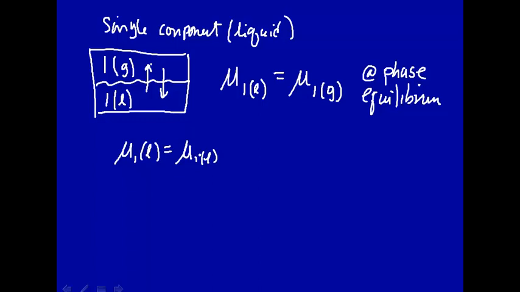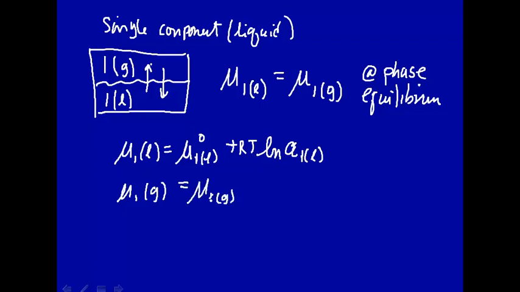the chemical potential of component 1 in the liquid phase, standard state, plus RT times the natural log of the activity of component 1 in the liquid phase. The same way with component 1 in the gas phase, that's equal to the chemical potential of component 1 in the gas phase, standard state, plus RT times the natural log of the activity of component 1 in the gas phase.